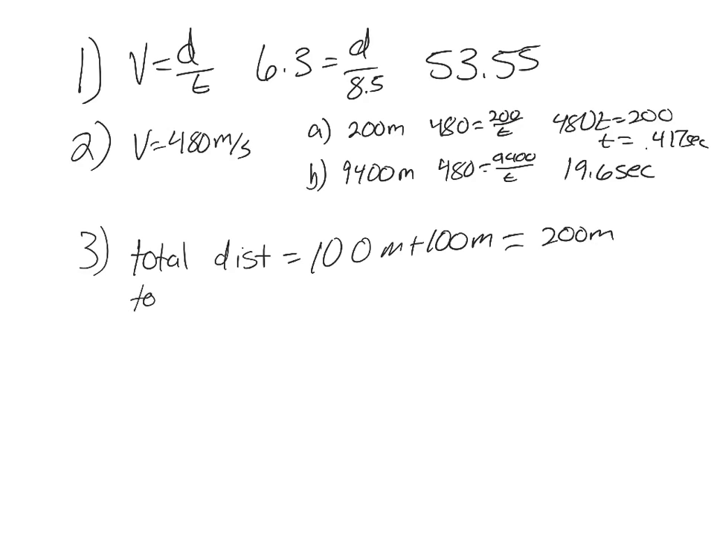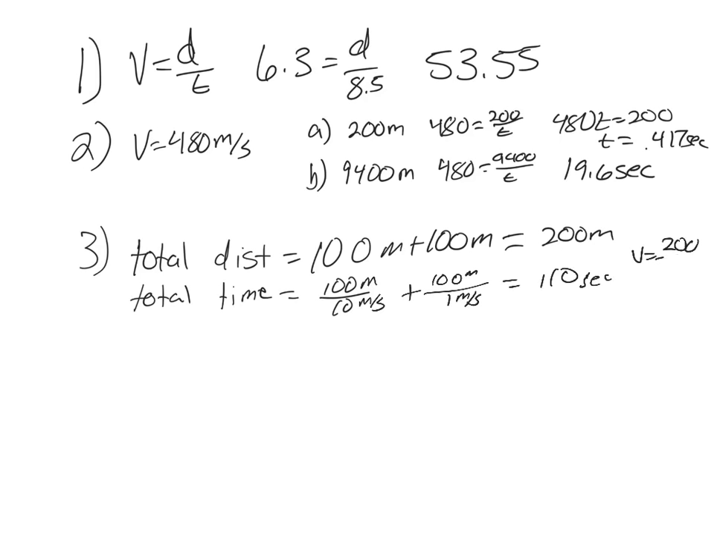But then we need the total time, and we would do 100 meters divided by 10 meters per second to get the time for that first section, plus 100 meters divided by 1 meter per second. And we would get 110 seconds. And then to find the average speed, you would just do 200 over 110, and you would get 1.82 meters per second.